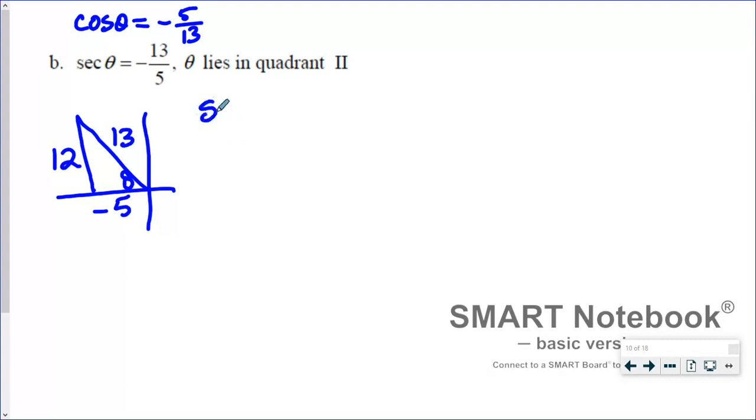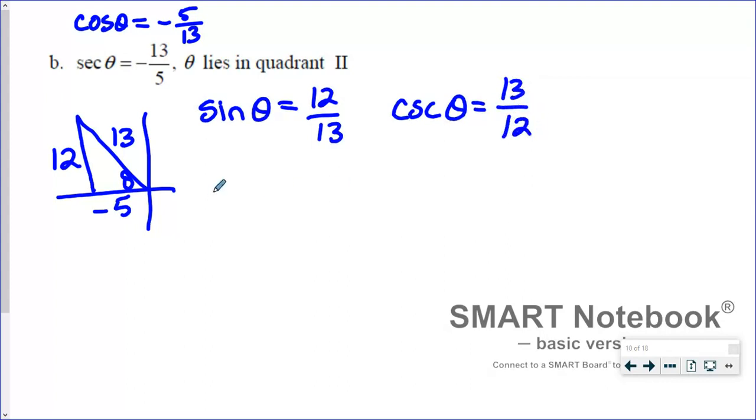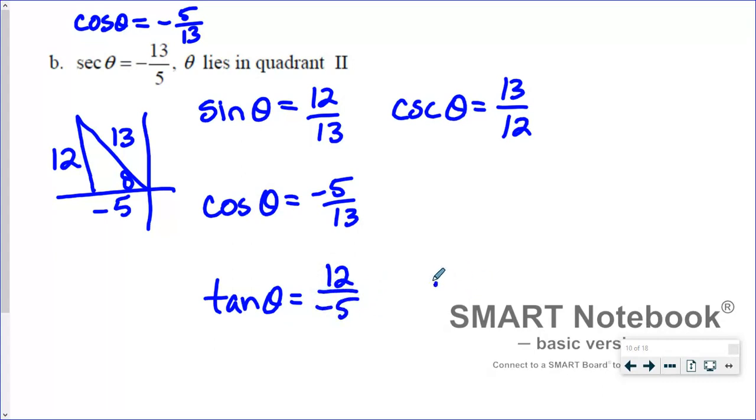So now we can go ahead and do all of our trigonometric ratios. Sine of theta is opposite over hypotenuse, which means cosecant of theta is its reciprocal. Cosine we found up there, negative 5/13. Secant they gave us, so you don't have to rewrite that. Tangent of theta is opposite over adjacent, so 12 over negative 5. And cotangent of theta is that reciprocal, so negative 5/12. So lots of SOHCAHTOA going on there.